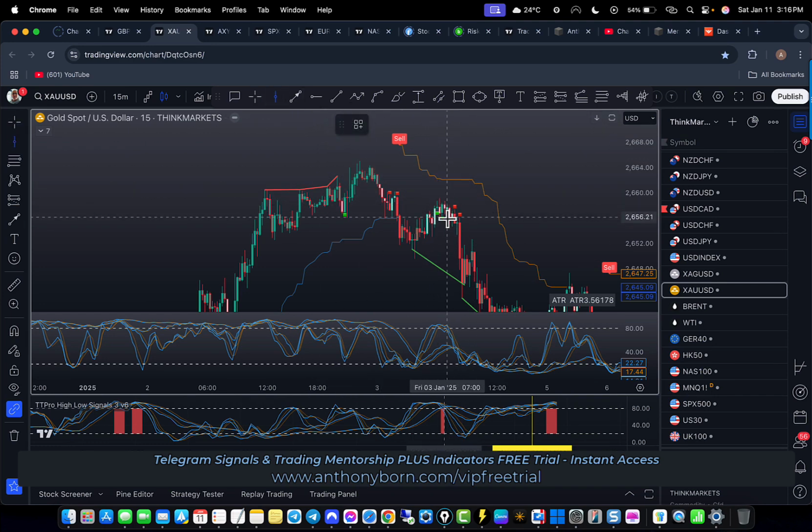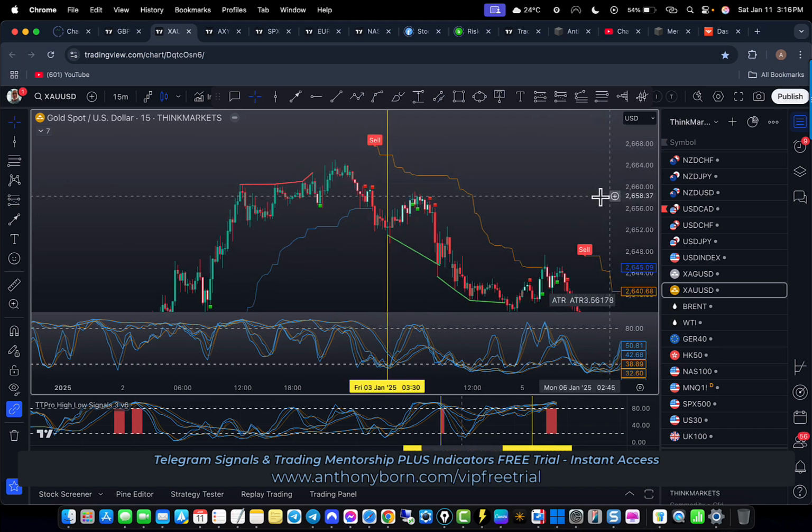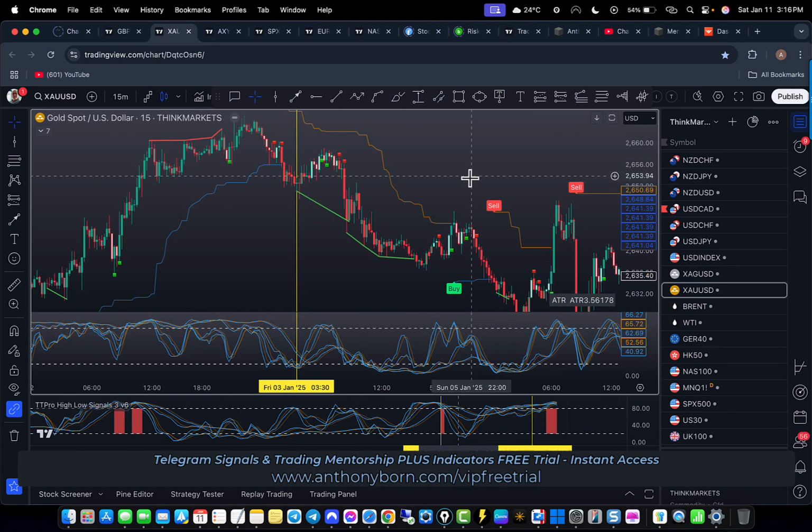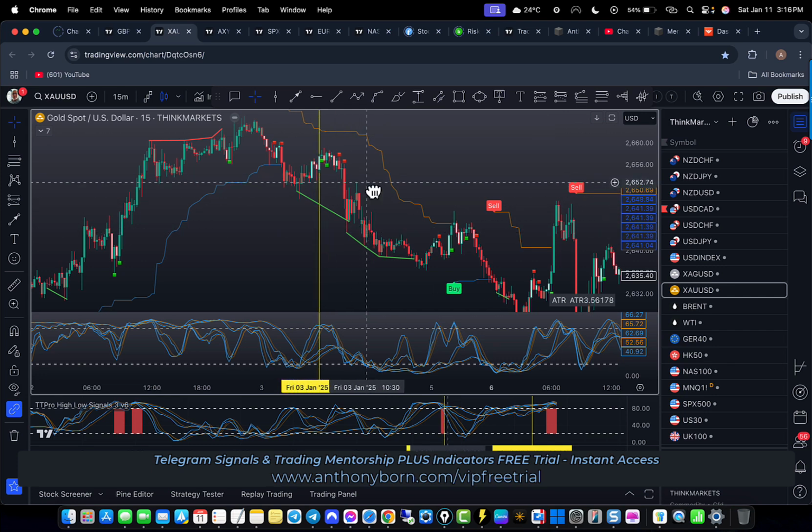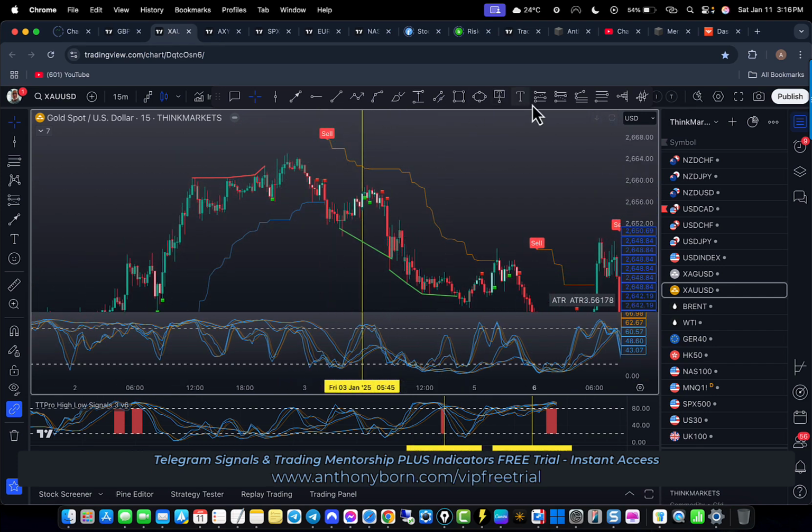So we've got a signal back in here. I mean, look at this. Which one of these trades would you not want to take? And admittedly, some of them aren't as nice as others, but you know, look, there's a pullback there.